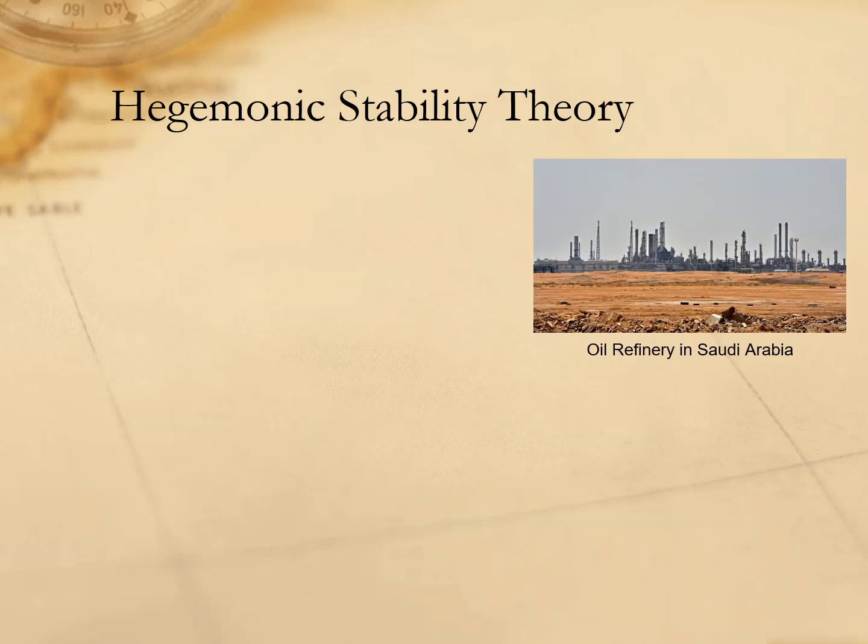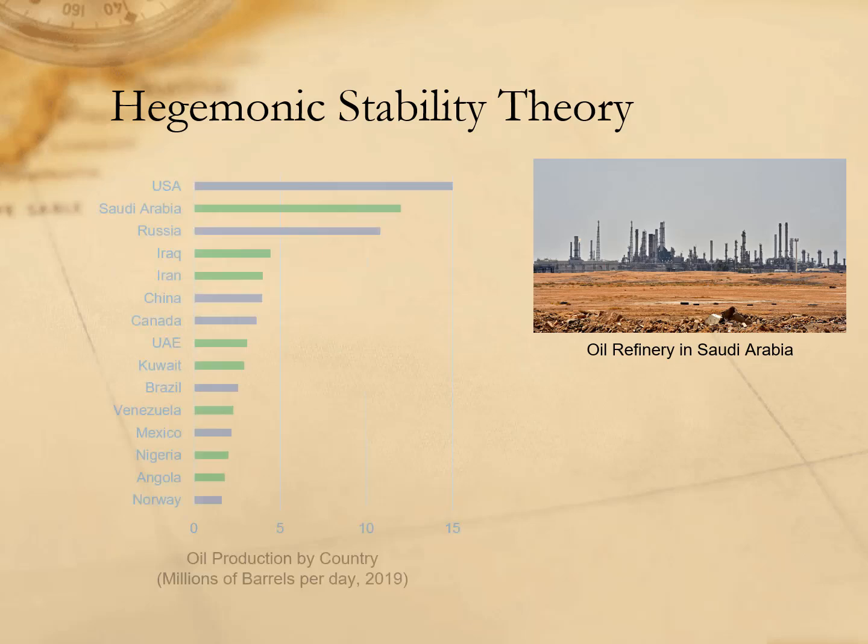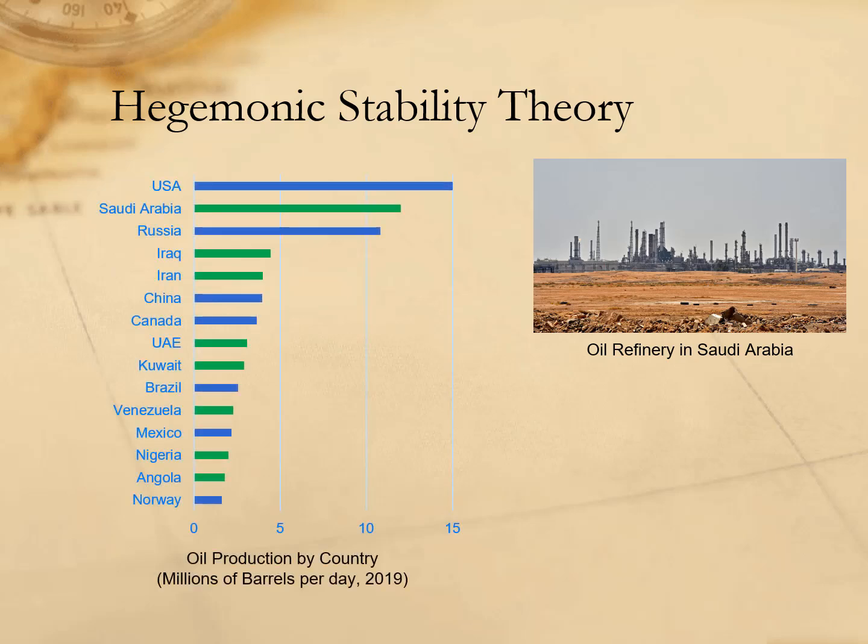Another great example of hegemonic stability theory in action might include Saudi Arabia's role in OPEC, the Organization of Petroleum Exporting Countries. OPEC is basically a cartel, a group of exporting countries that dominate global oil production and are thus able to coordinate production to influence global prices. OPEC currently has 14 members, and their leading members of OPEC are shown here in green. It accounts for almost half of total global oil production and over 80% of proven global oil reserves.